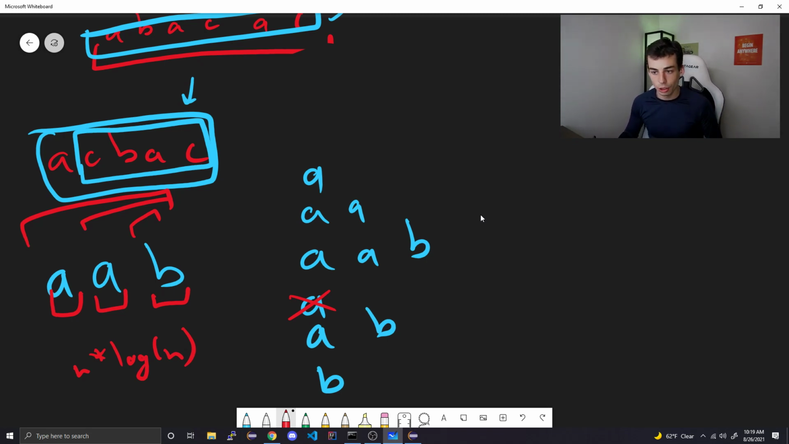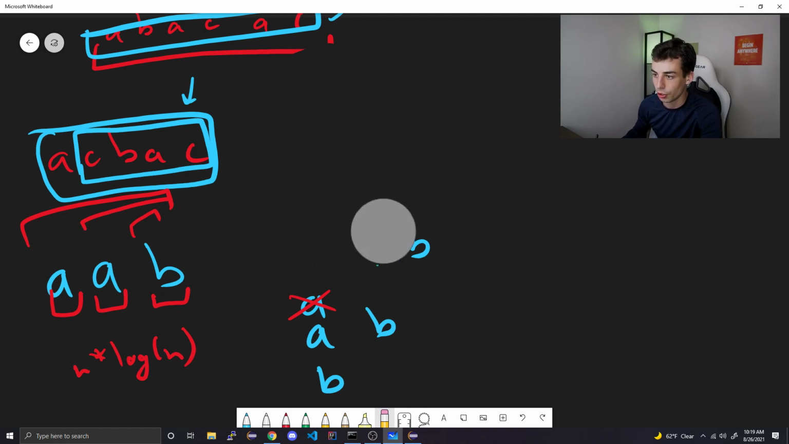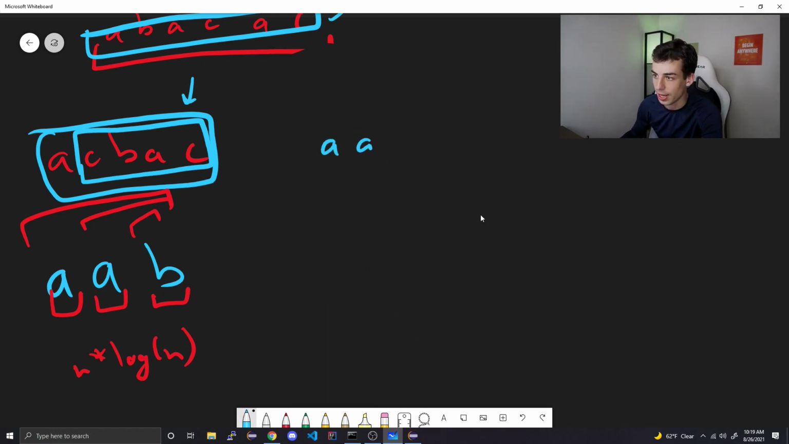So the LCP for this array, or the suffix array for this array, would look like this. So we would have AAB, then AB, and then B, which is initially sorted, so it's pretty simple in this case. But the longest common prefix between these two is 1 because this A is shared. The longest common prefix between these two is 0 because they don't share any characters in a prefix.